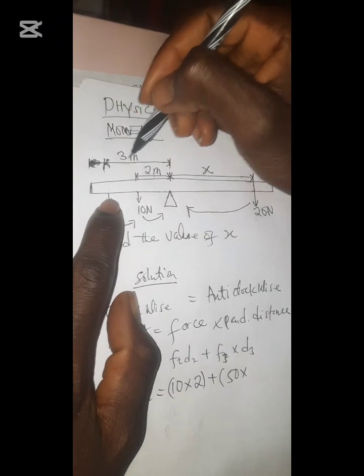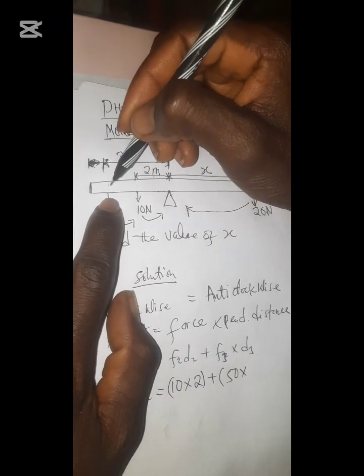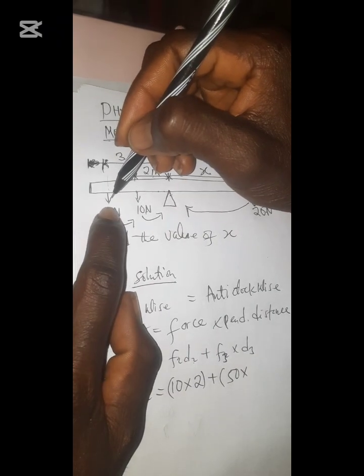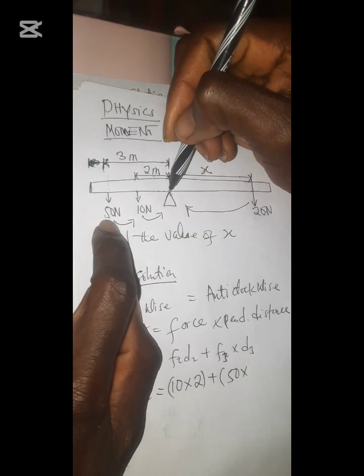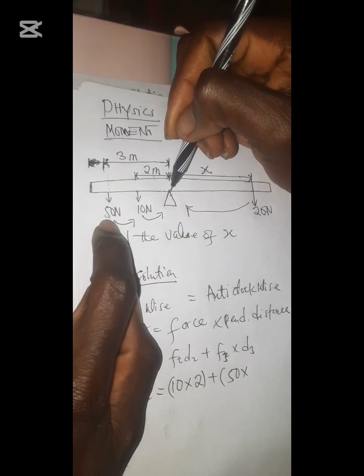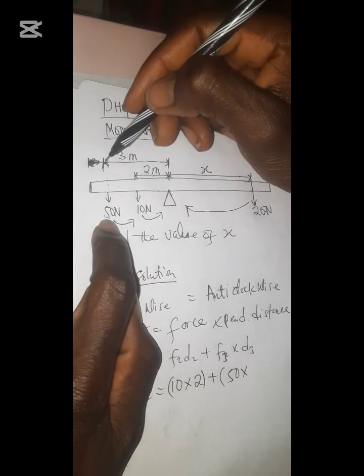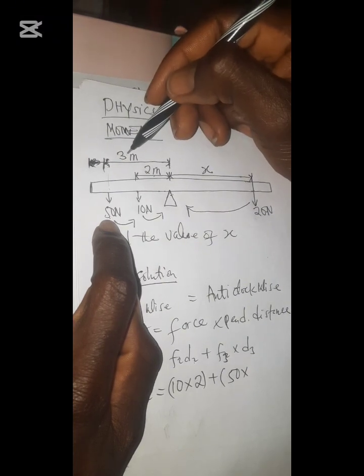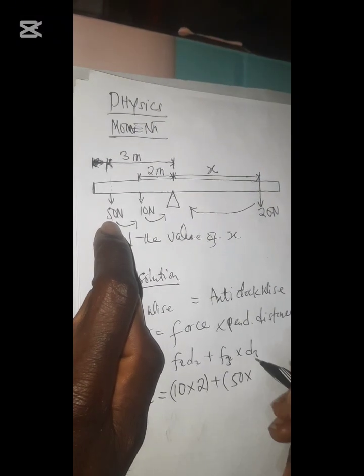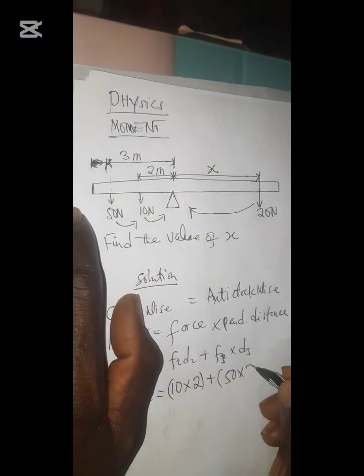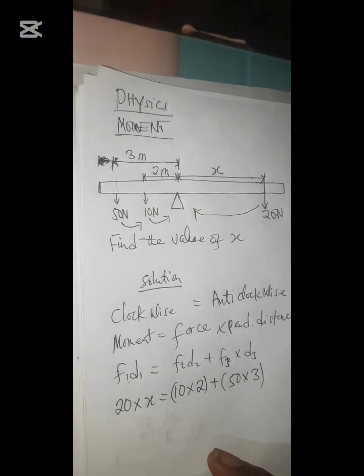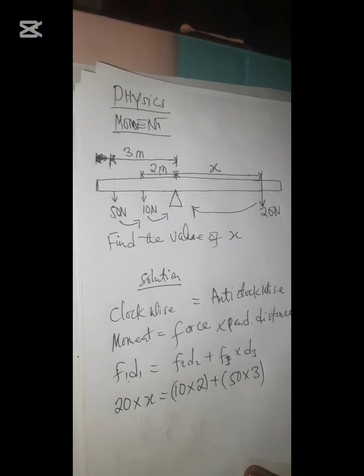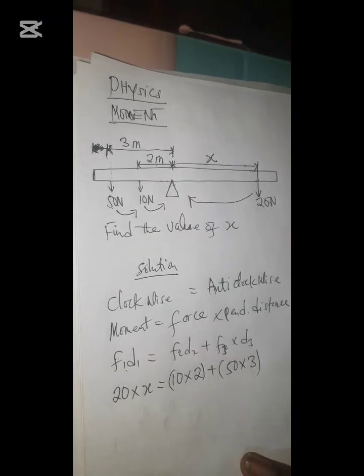You can see this 3 meters. This 3 meters is the perpendicular distance of this 50 Newton to the pivot. That is the distance from here to the pivot, 3 meters, as you can see from the illustrated diagram. We have now collected the clockwise and the anti-clockwise moments.